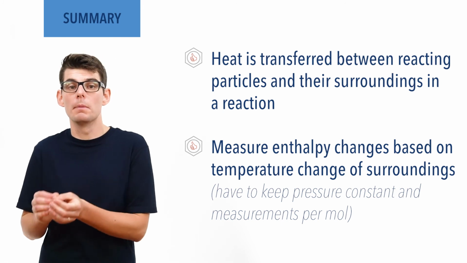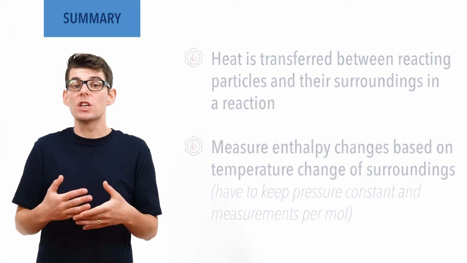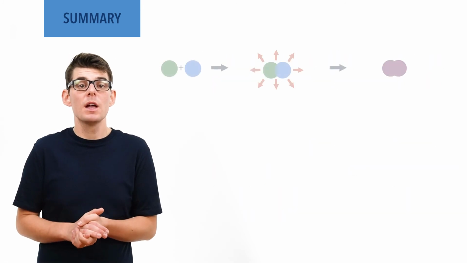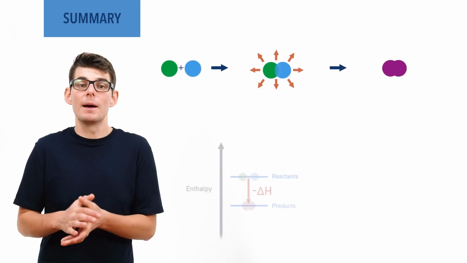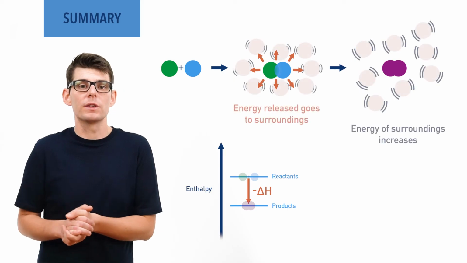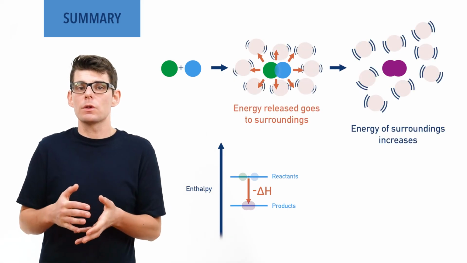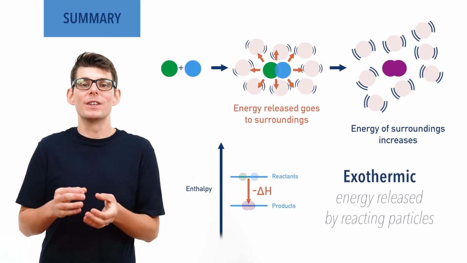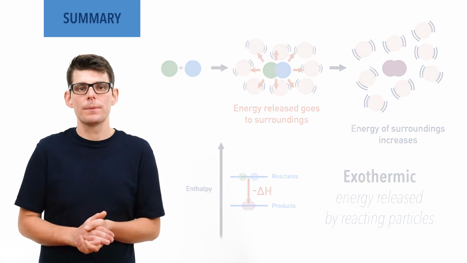Energy can be released by reacting particles, making products lower energy and more stable, but increasing the heat content and temperature of their surroundings. These reactions are called exothermic reactions and have a negative enthalpy change.